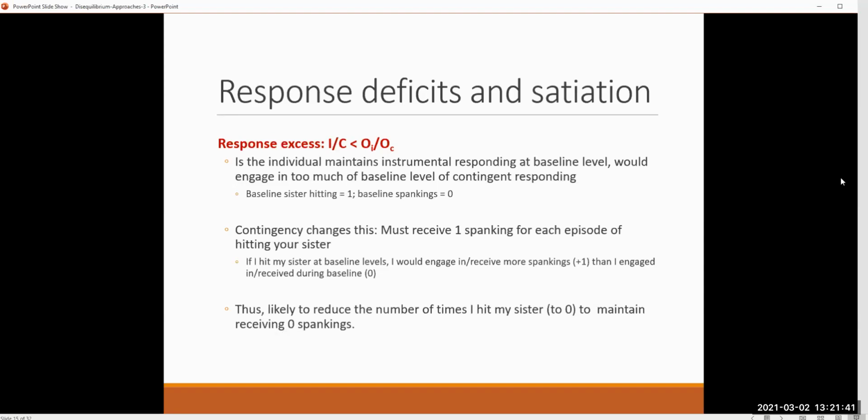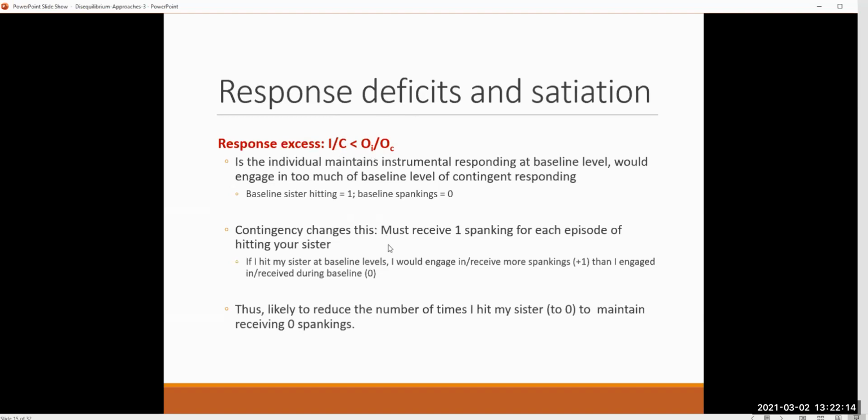So let's say I hit my sister once per hour, and my baseline rate of engaging in spankings is 0. The contingency is going to change this. Now, because 1 over 0, pretend it's not an undefinable fraction, is basically infinity, I can hit my sister as much as I want and never get any kind of consequence of spanking here. Well, now I'm going to make it a 1-to-1. 1 spanking for each episode, right? So now this is 1-to-1, where here this was infinity.